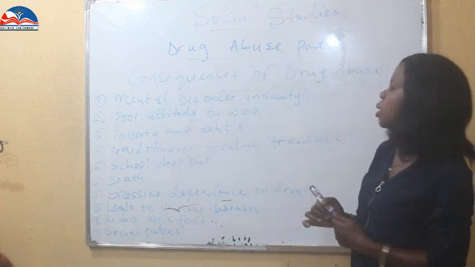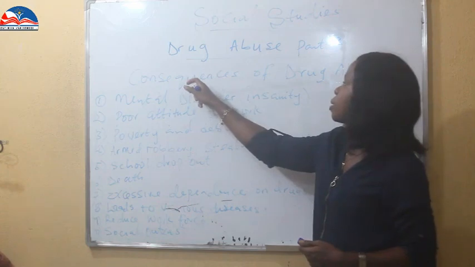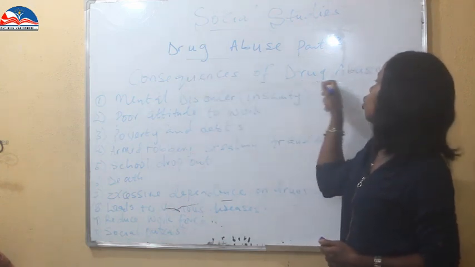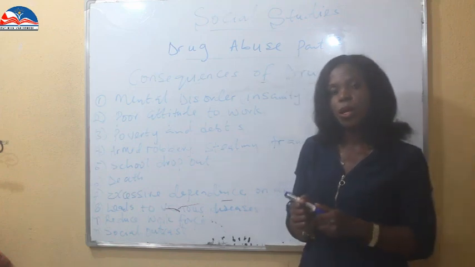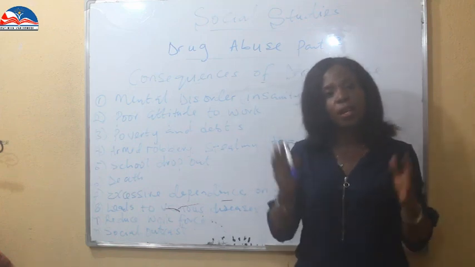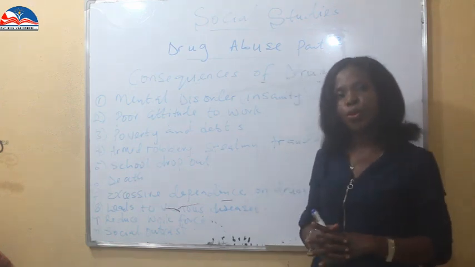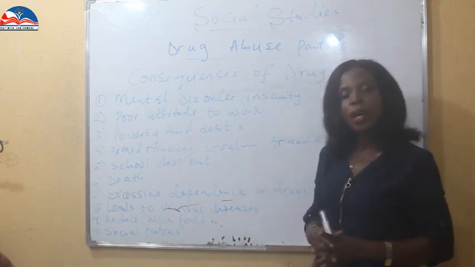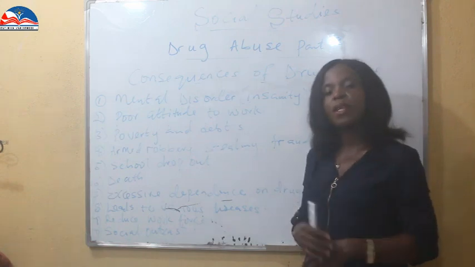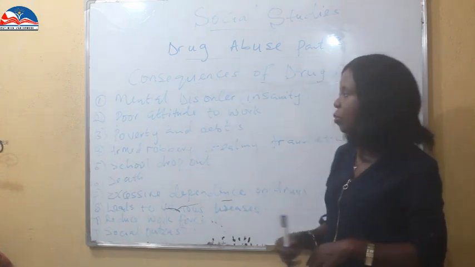Today we are going to see the consequences of drug abuse. We have seen the causes of drug abuse. Now, what are the consequences that come as a result of drug abuse? I've itemized 10 consequences. I will list them and will try to explain them one after the other.